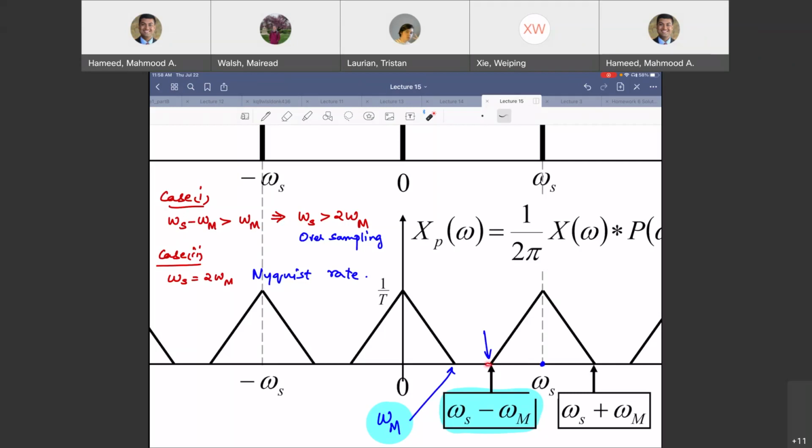But in this case, I'm playing a little bit risky, right? Because these two are just touching each other, which means that there is a lot of pressure on the filter. What is the third case?